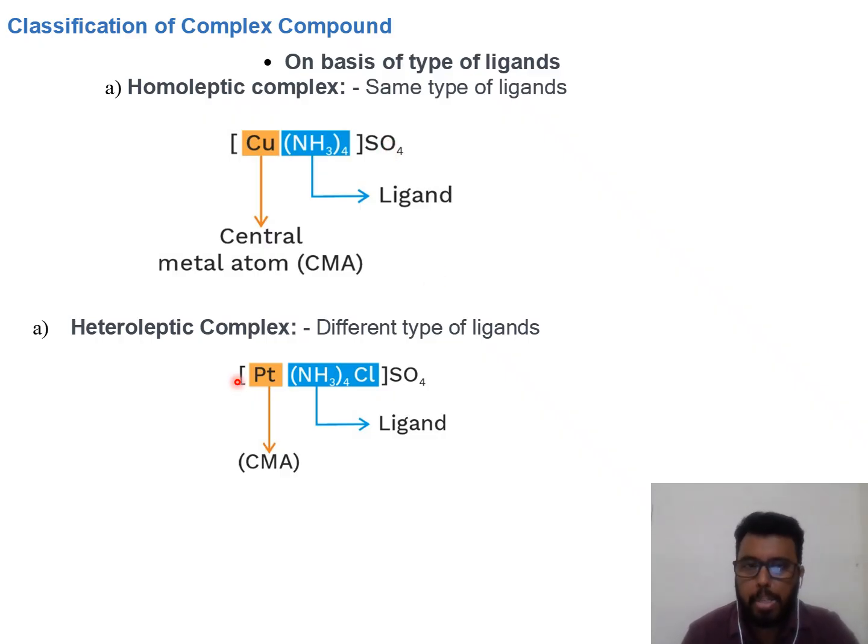And the heteroleptic complex is another type of complex where you will have more than one type of ligand. For instance, in the previous case you had four ammine groups, right? Now include one chloride ligand, and when you form this complex with platinum instead of copper, platinum will be your central metal ion, four ammine groups plus one chloride will be your ligands, and sulfate will be your counter ion.